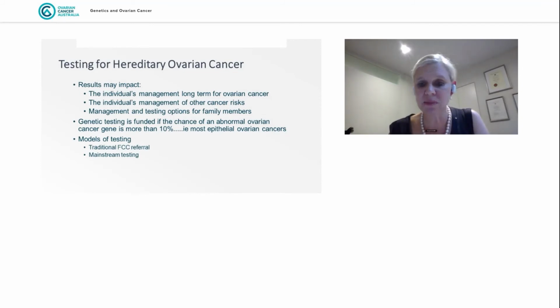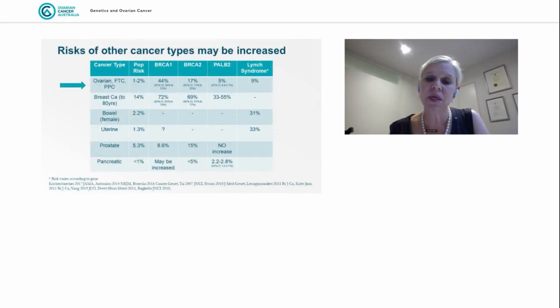Remembering that the risks of other cancer types with some of these genes is also increased. And Marion's touched on this. So if we look at BRCA1 and BRCA2, we can see that breast cancer risk is significantly increased, as it is for PALB2. If we look at Lynch syndrome, we know that yes, ovarian cancer is the greatest risk, but so too is a bowel cancer risk.